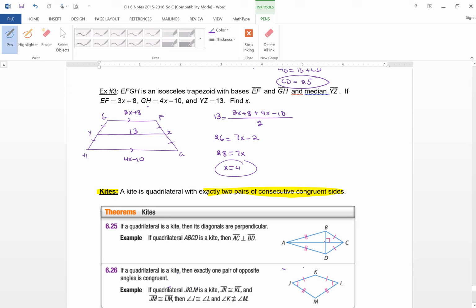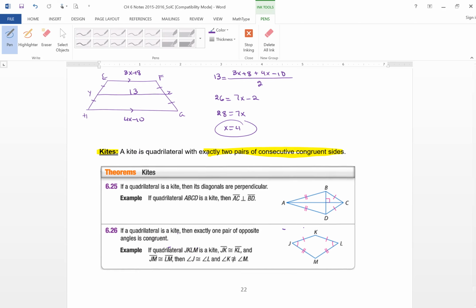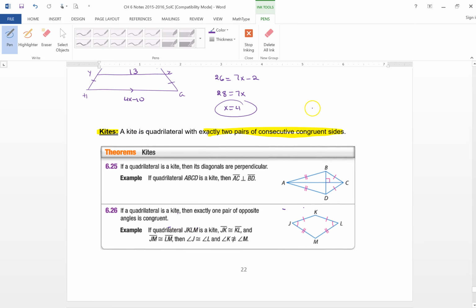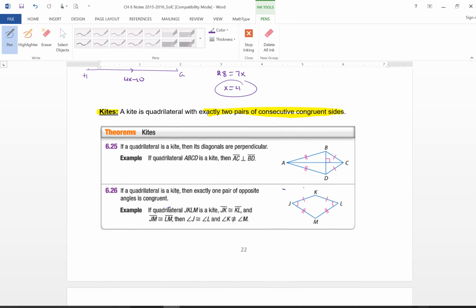Okay, so here are 2 theorems for kites. And you just have to sort of memorize these. Flashcards, the whole bit. Okay? By the test, you should memorize them.